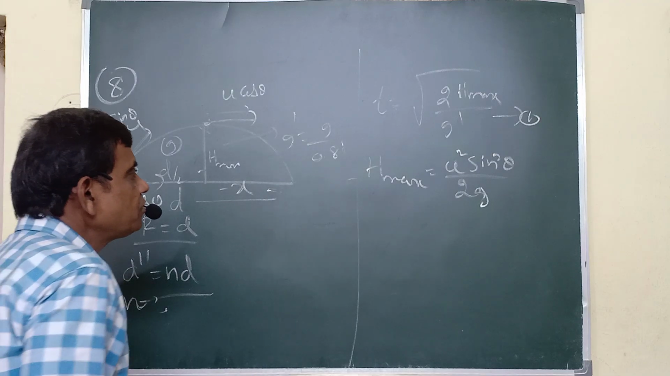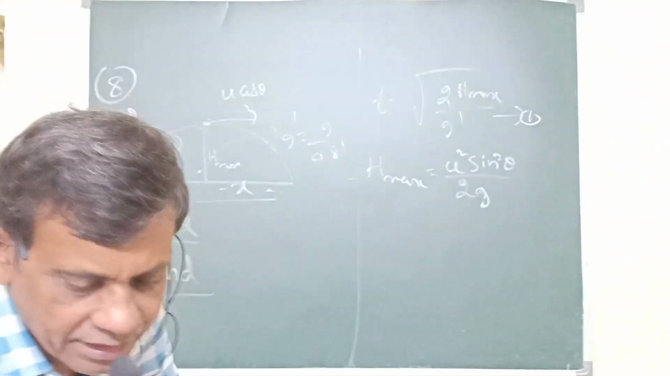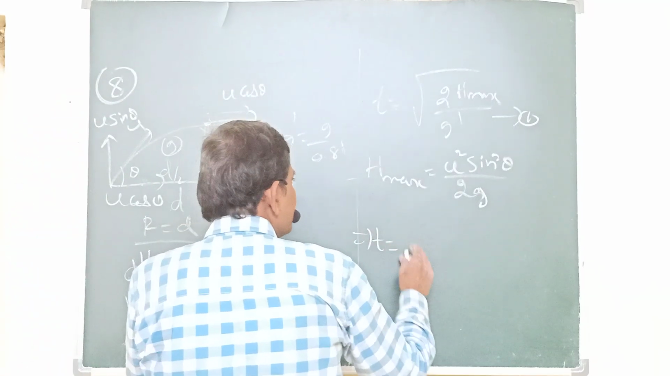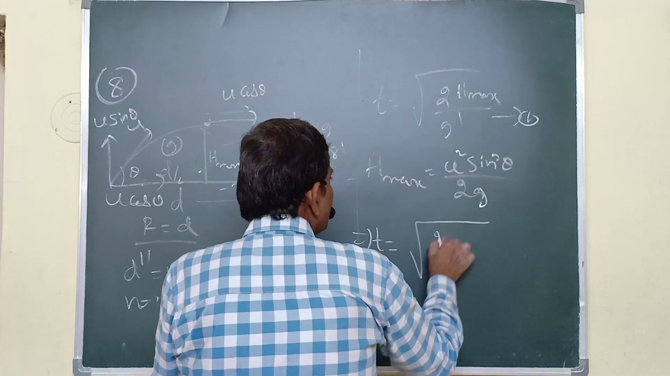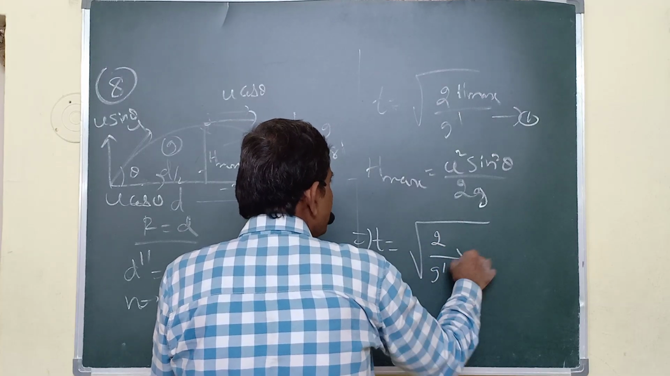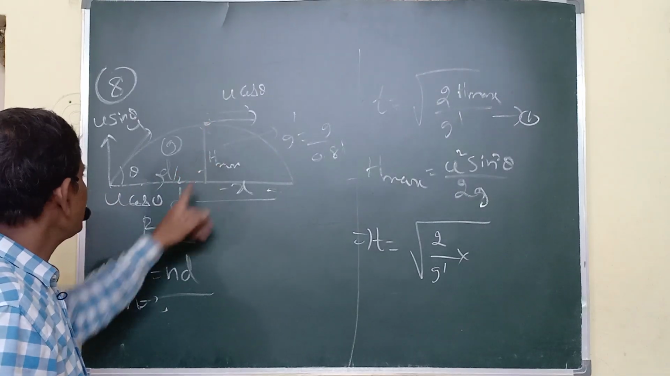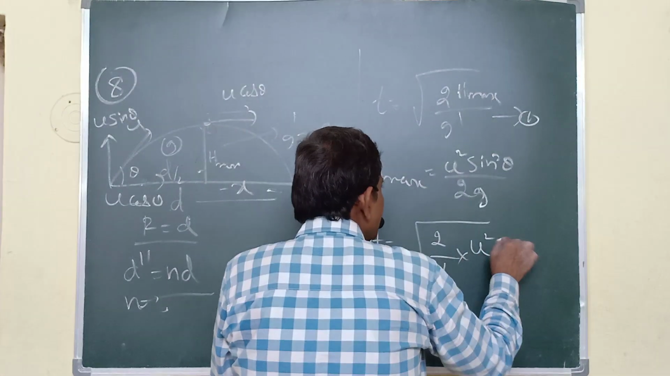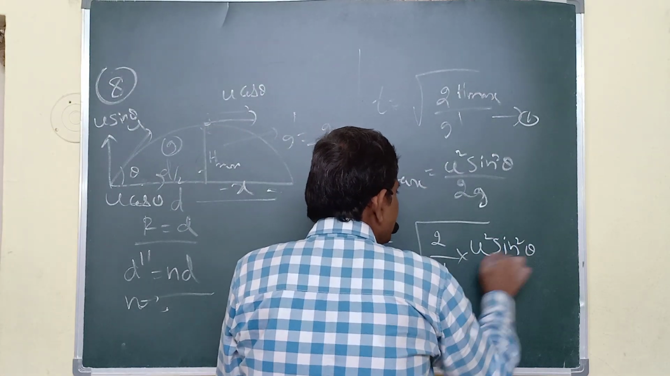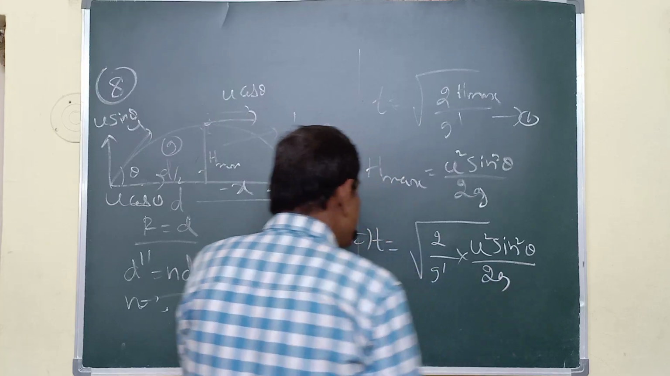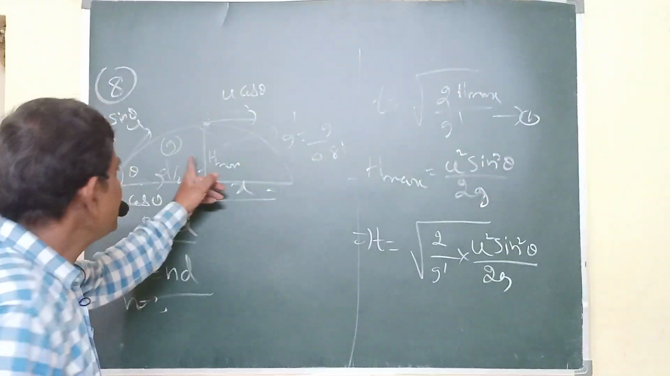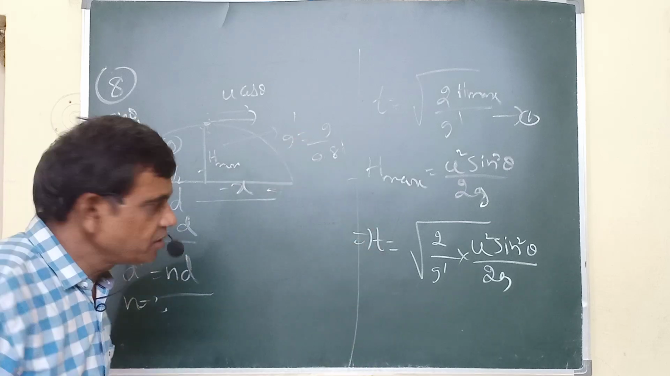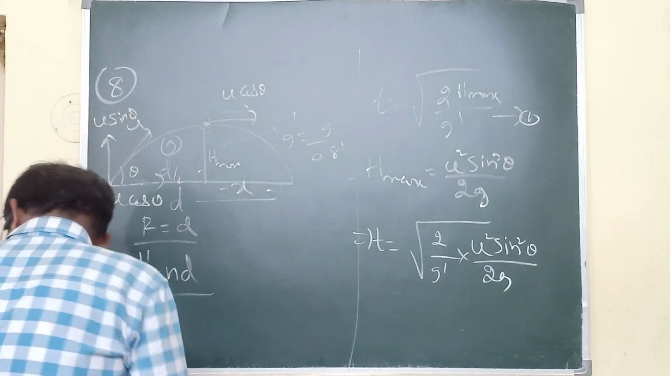Now substituting this value, from that we are getting time. This implies time equals root 2 by g dash. Up to here it is g only, so it is the same formula only. What is the formula? U square sin square theta by 2g. Here g, here what? g dash. But what is the g dash value? g by 0.81. Substitute in that value.